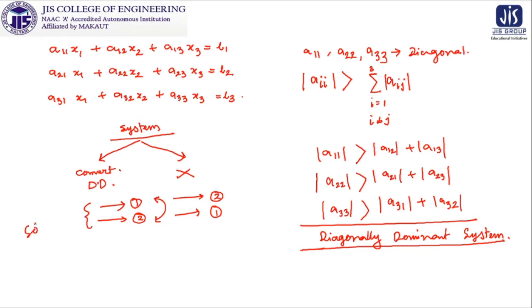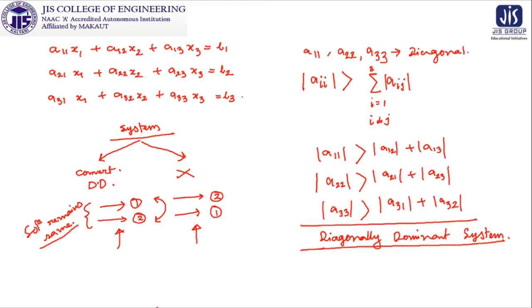In both cases the solution remains the same. But the condition of a diagonally dominant system may not exist in the first representation, but it may be there in the second representation. So we can try this process if the given system is not diagonally dominant.